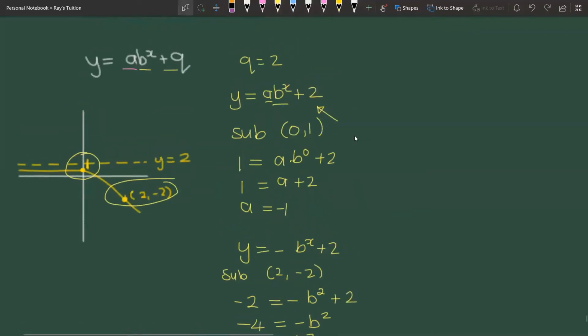So therefore, the equation we have is y is equal to negative 1 times 2 to the power of x plus 2. And also, we will do the check in this case to see that our answer makes sense. So our asymptote is y is equal to 2. Our shape is in the negative direction, and that is an increasing graph. Please watch our next videos for more information on graphs.